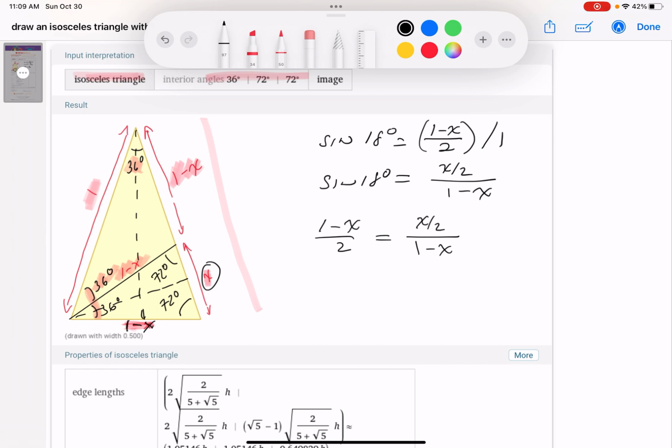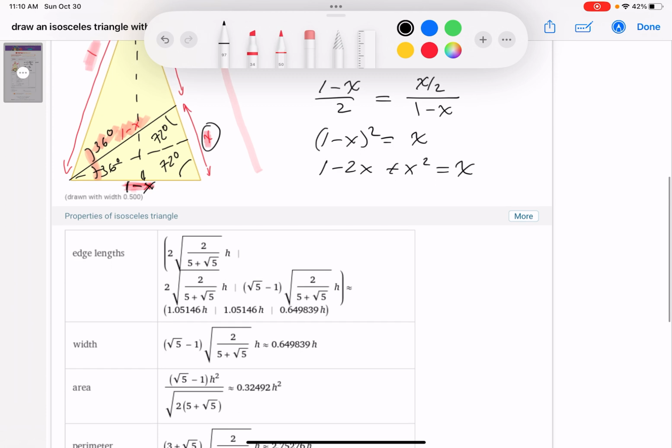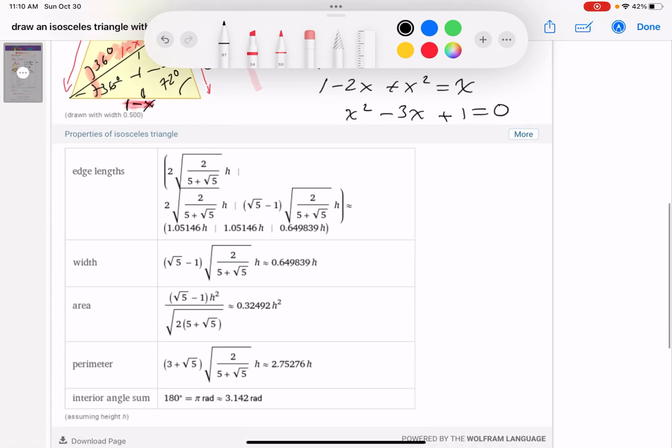I want to point out before I do that, though, x has to be a positive number. So let's do this. It's (1 minus x) quantity squared equals x. I'm going to multiply that out. What are you going to get? Let's see, 1 minus 2x plus x squared equals x. And keep moving forward, and you're going to get x squared minus 3x plus 1 equals 0. And then what do you get?